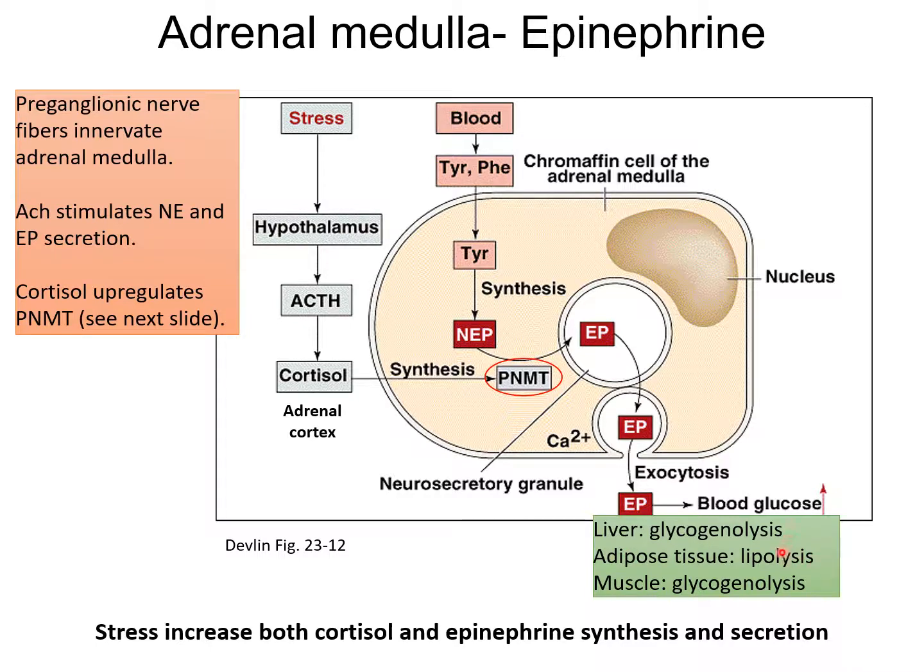Remember, fatty acids are not gluconeogenic, but the glycerol backbone can be. And then glycogenolysis as well in the muscle. So this is important here. What he's got in bold is that stress increases both cortisol and epinephrine synthesis and secretion.